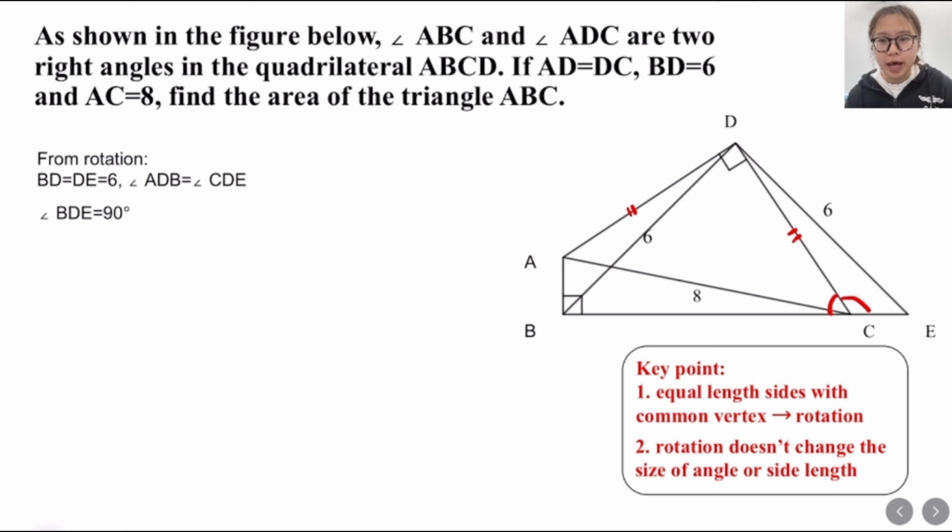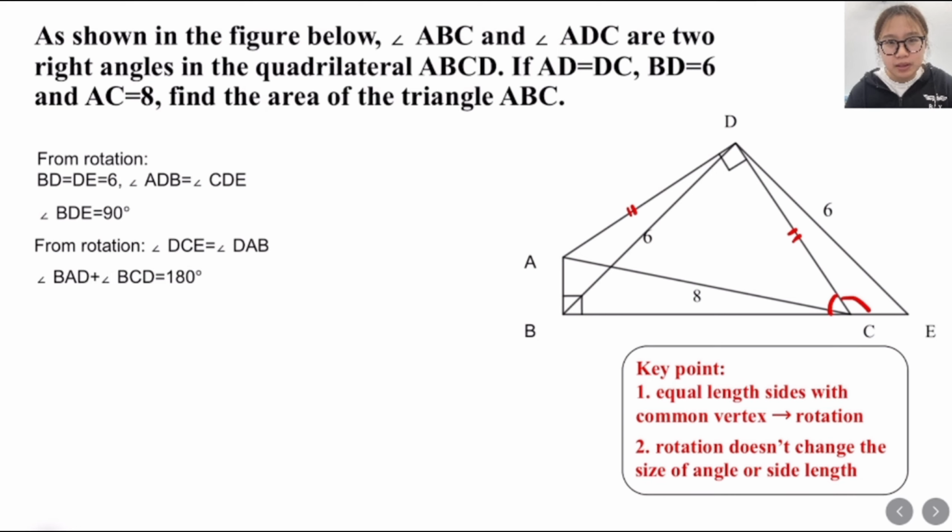What do we know about these two angles? From rotation, we know that the angle DCE is equal to the angle DAB. Is the angle DAB plus angle DCB equal to 180? Let's look at the quadrilateral ABCD. In this quadrilateral, the angle ABC and angle ADC are both 90 degrees. Then the sum of the remaining two angles should be 180 degrees. Thus, we prove that the angle BCD plus angle DCE is 180 degrees. B, C, E are on a straight line. The triangle BDE is an isosceles right triangle.